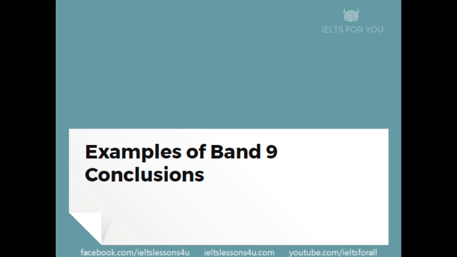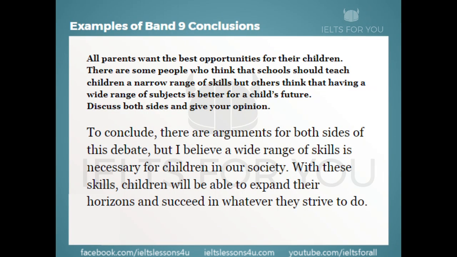All right, let's look at some examples of Band 9 conclusions next. Our first example, read the prompt with me. Actually, we've seen this prompt before, but we added something at the end. It says, discuss both sides and give your opinion. This is about narrow range or wide range of subjects for students.